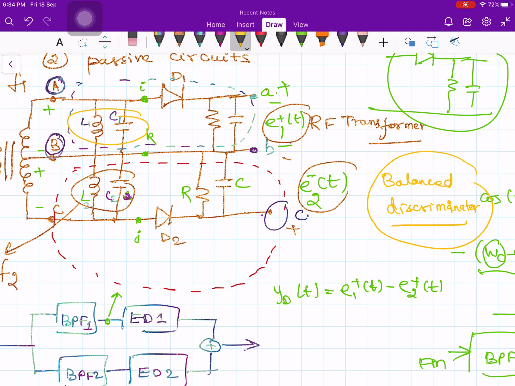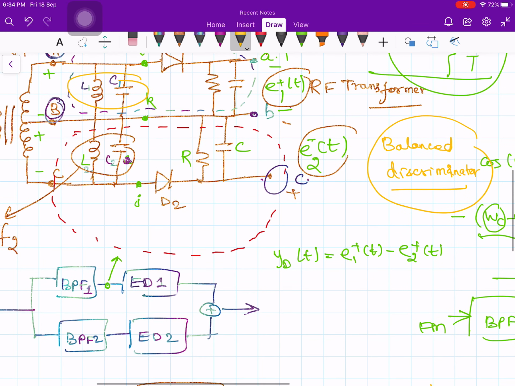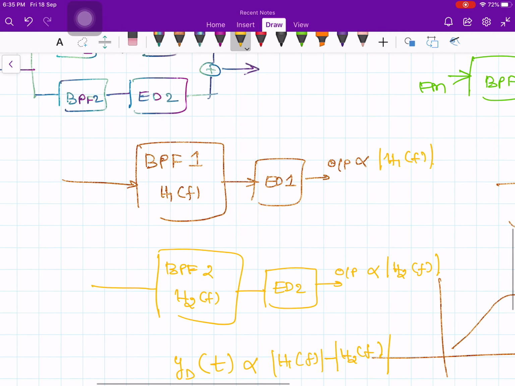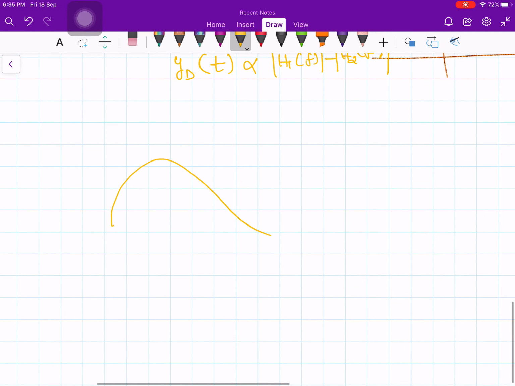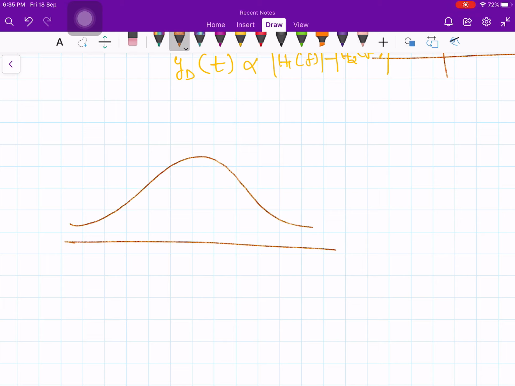So this is also called a balanced discriminator. Basically, the term balanced is used to indicate that the response to the carrier is balanced out, and therefore the final output due to the carrier frequency itself is 0. Take a response like this: this is my carrier frequency, and this one is, let's say, F2, and this one is F1. According to our frequency modulation, at the carrier frequency my output should be 0.